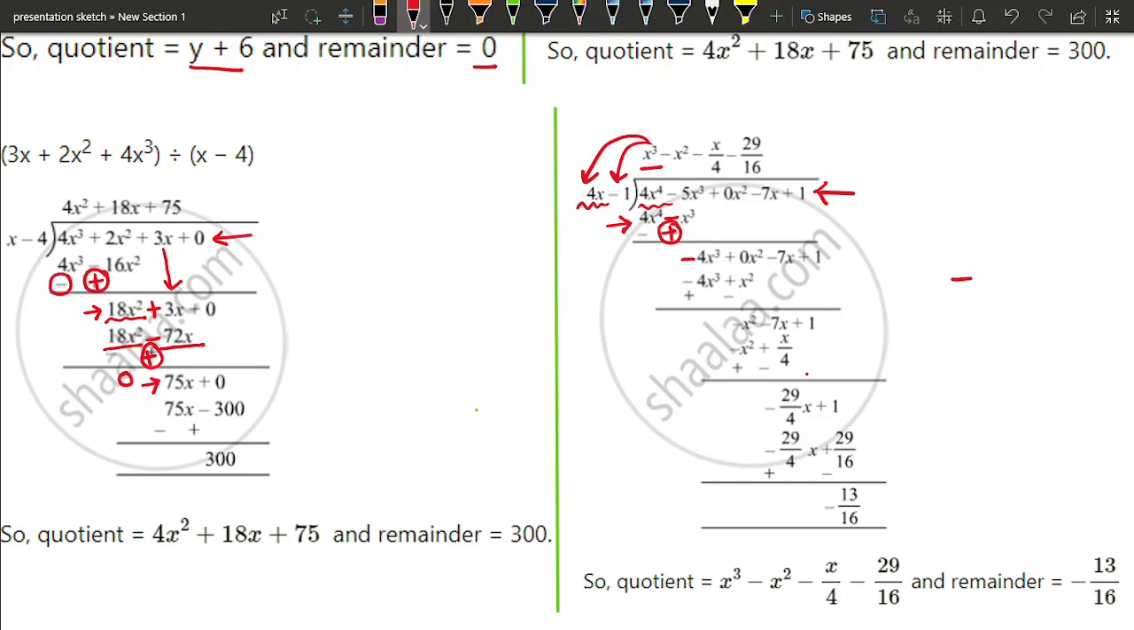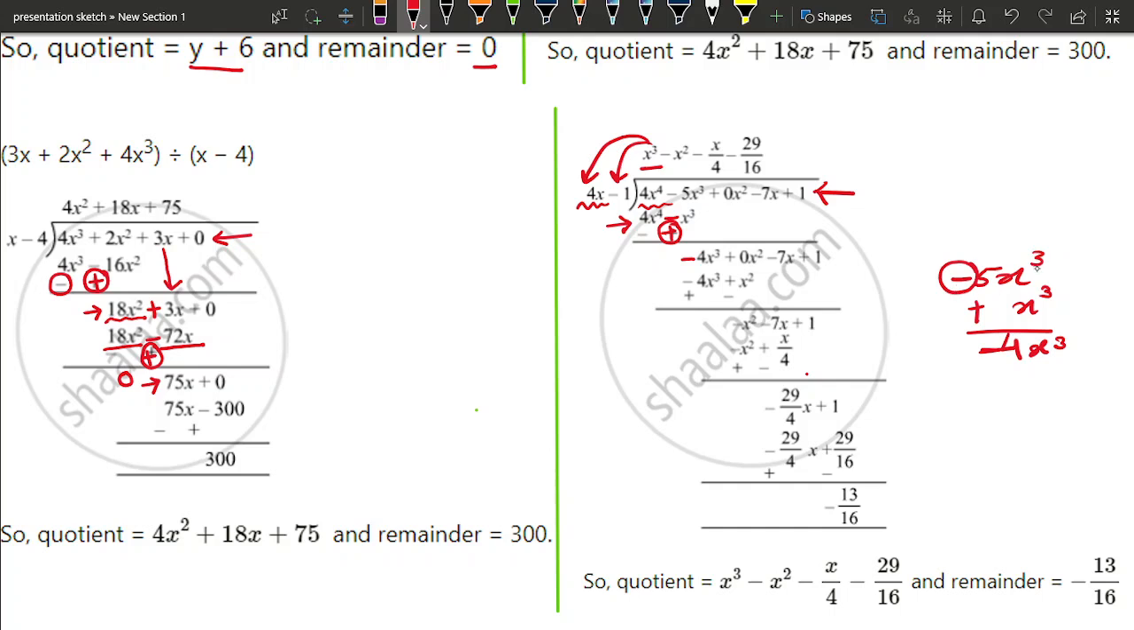Here, since minus x cube and plus x cube are present, you have to add or subtract. The signs are unequal, so you will have to find the difference between them. The difference is 4x cube, and the bigger number's sign is negative. Therefore, the final answer should hold the negative sign, isn't it? That is why minus 4x cube will come.